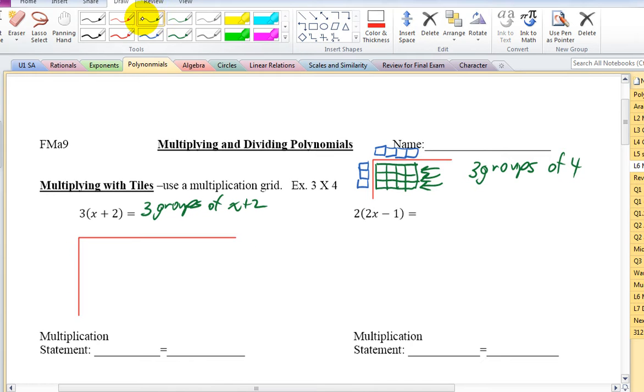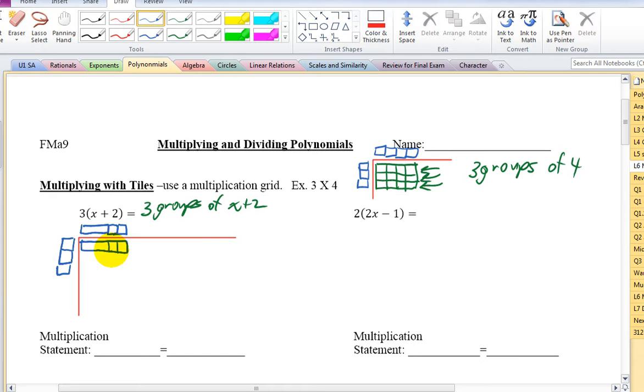Now again, I didn't mention this, but it doesn't matter which one you have on the top or the side. Okay, generally we like to write it as it's written for our symbols, and so we put a 3 on the left and an x plus 2 on the top. But you can totally interchange those. Okay. So we have 3 groups of x plus 2. There's 1 group, and there's 3 more.